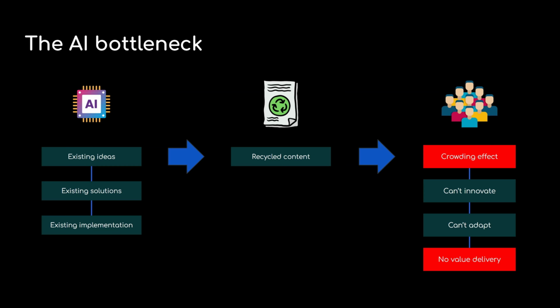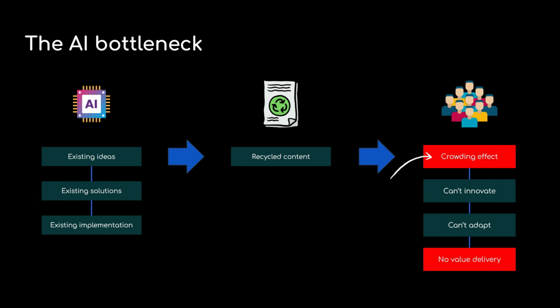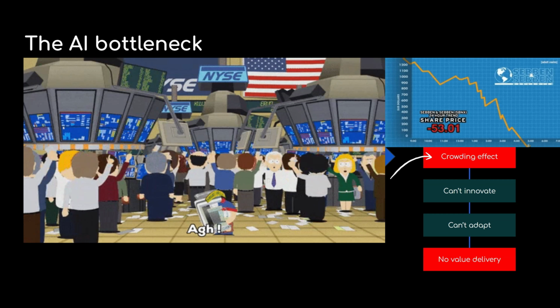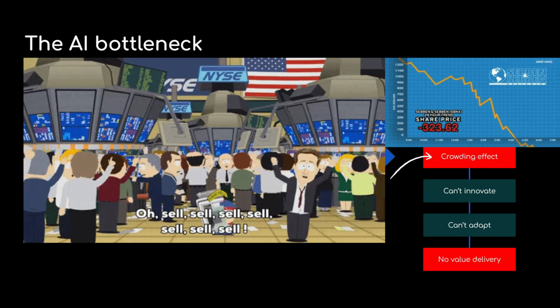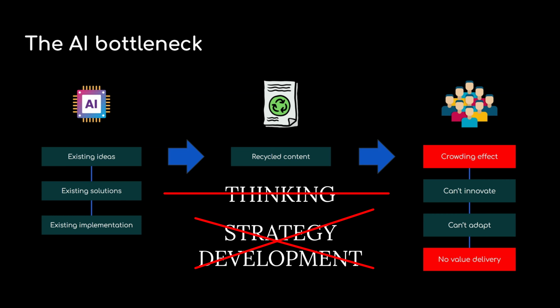One of the biggest ones is the crowding effect, which is when too many traders and investors trade the exact same asset and use the exact same trading strategy. This is particularly dangerous because when bad news hits, everybody gets out of their positions at the same time, leading to massive crashes. By outsourcing your thinking and strategy development to AI, you may also lose the ability to innovate and adapt to new market environments.